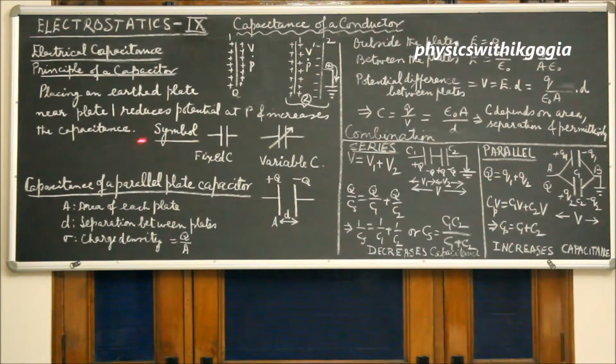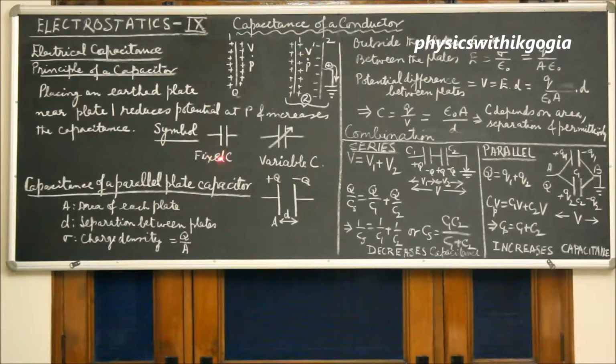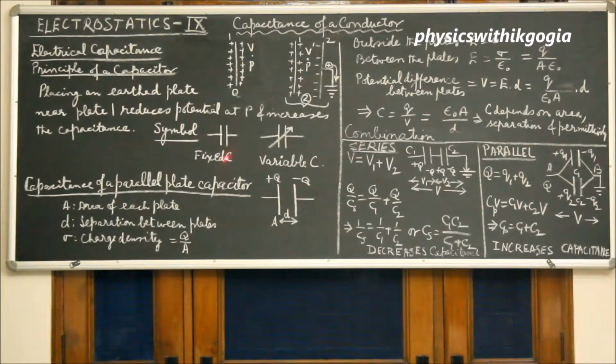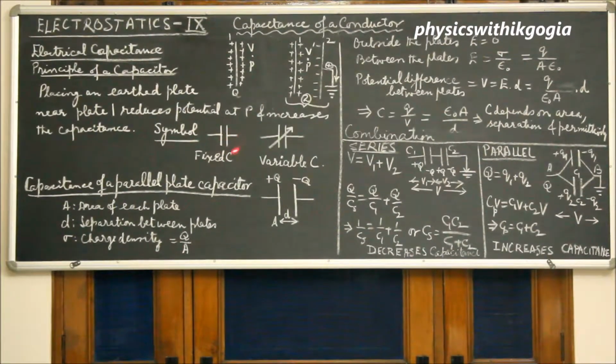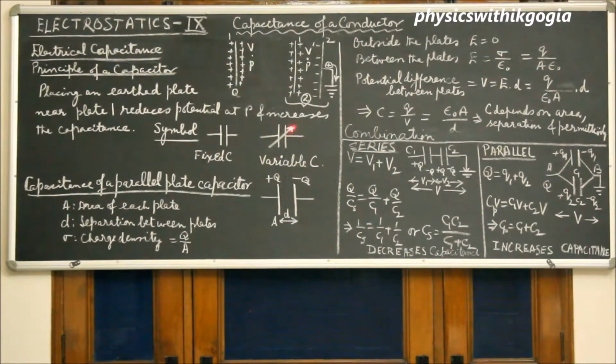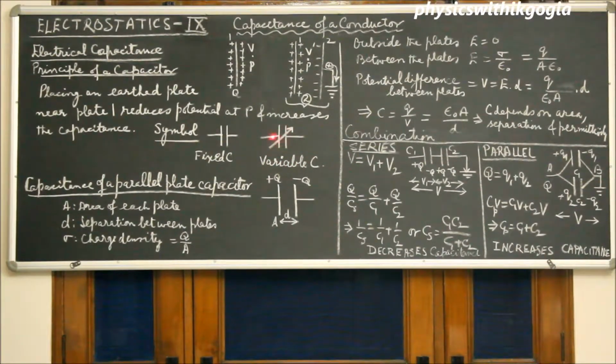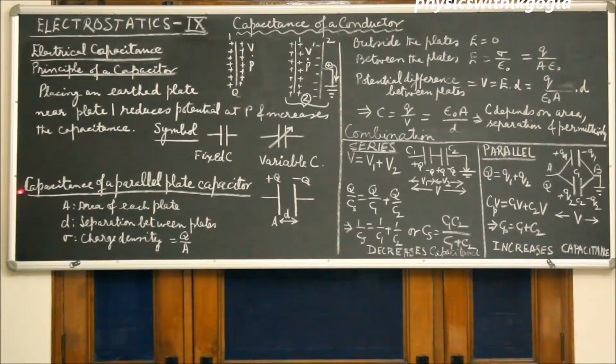Now, the symbol used for capacitors: a fixed capacitor is represented by parallel plates, and a variable capacitor is represented by an arrow drawn on the parallel lines.